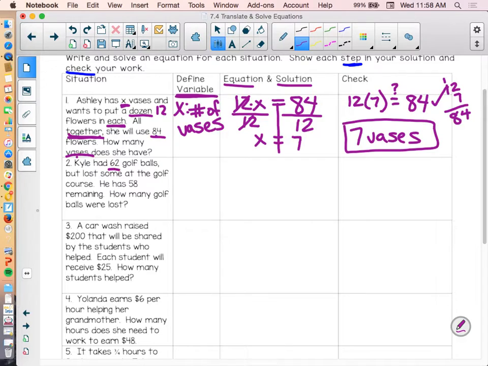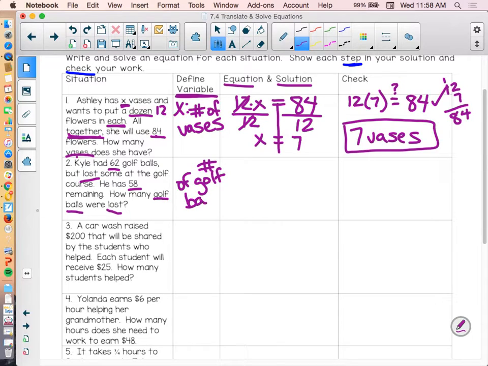All right, let's look at the next one. Again, you're looking for numbers and you're looking for a variable. You're also looking for words that mean an operation. So lost, that might mean an operation. How many golf balls were lost? And golf balls is the thing we're asking about. So that is going to be our variable. So I write number of golf balls.